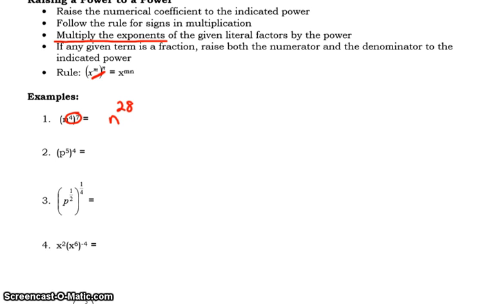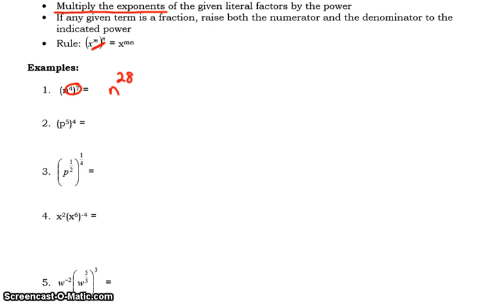Now, you actually have an option of writing n to the 4th out 7 times. You can say n to the 4th times n to the 4th times n to the 4th, and do that 7 times and add your exponents, but it's easier just to use the power to a power as a product. So again, power to a power, keep the base, multiply the exponents.